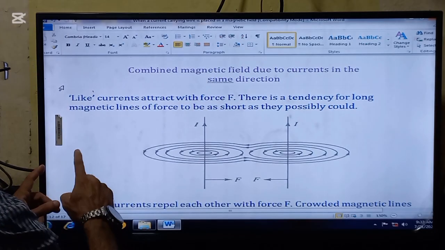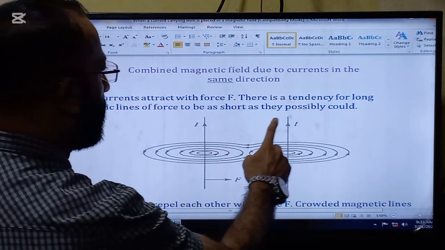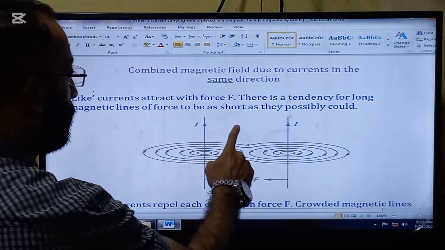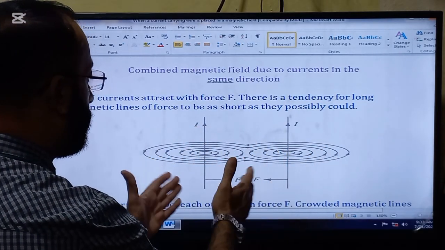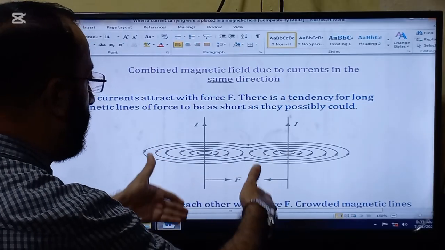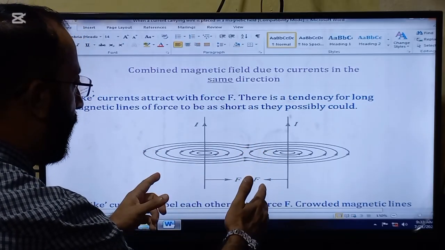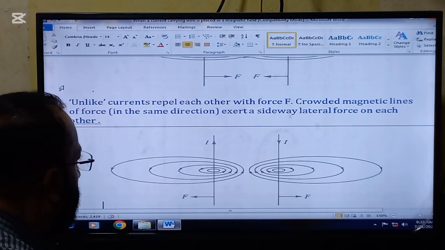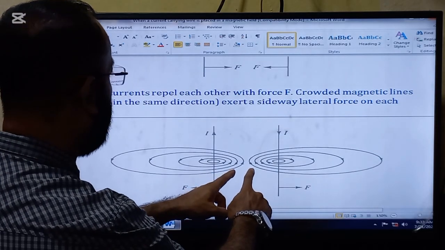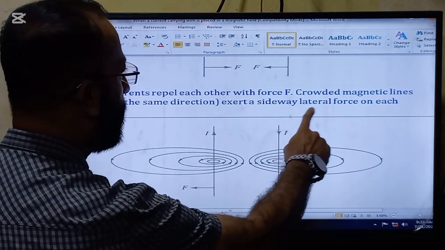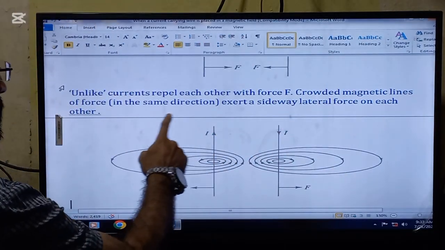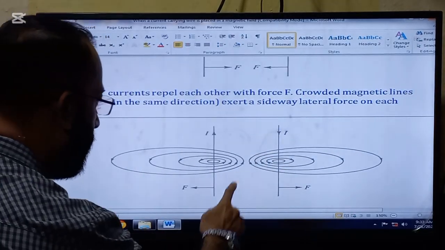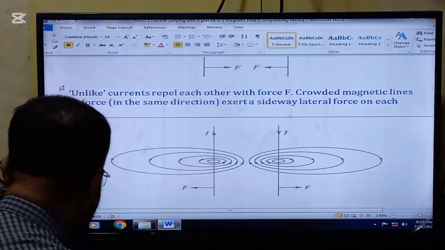So the thing is, like currents attract with force F, because there is a tendency for the long magnetic lines of force to be as short as they possibly could. So this is the force of attraction between the two current carrying wires when current is flowing in the same direction, and unlike currents repel each other. You can see from here now, with force F, crowded magnetic lines of force in the same direction exert a sideways lateral force on each other. So here you can see they will repel each other.